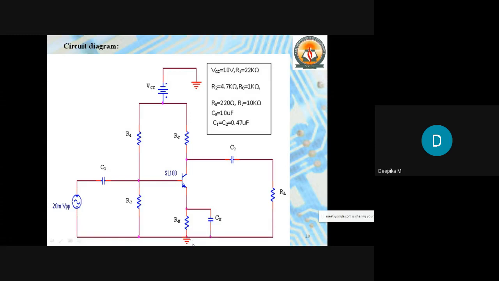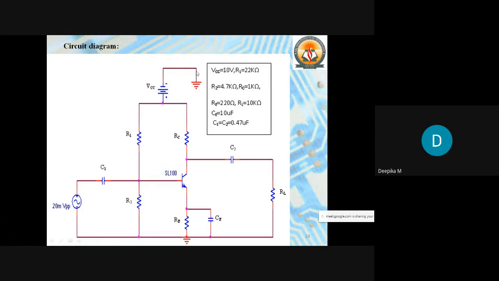Again, these will be grounded, and the emitter is connected to the emitter resistor RE, and across this we are going to connect another capacitor C, and the other end will be grounded. And from the collector junction, it is connected to capacitor C2, and this is connected to the load resistor, and this junction is also grounded.